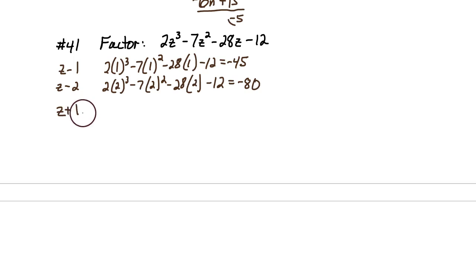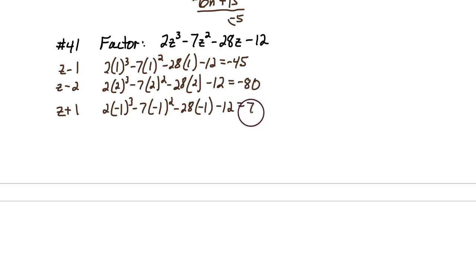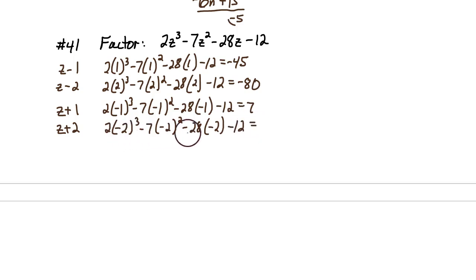Let's try z plus 1. If z plus 1 is a factor, that means when you substitute in negative 1, you will get a 0. Let's fill in a negative 1 and see what it makes. This makes 7. That didn't work, but that's a lot closer. Maybe z plus 2 is a factor. Let's fill in negative 2 and see if it works. Take a calculator and type this in. And this turns out to be 0. That tells us that z plus 2 is a factor of the original polynomial.